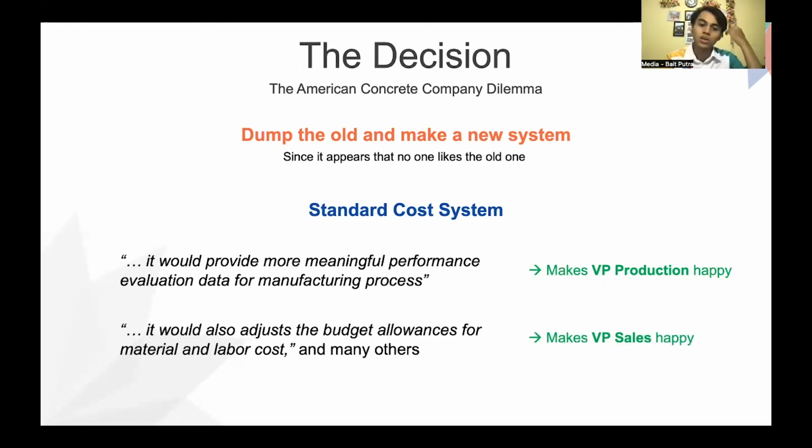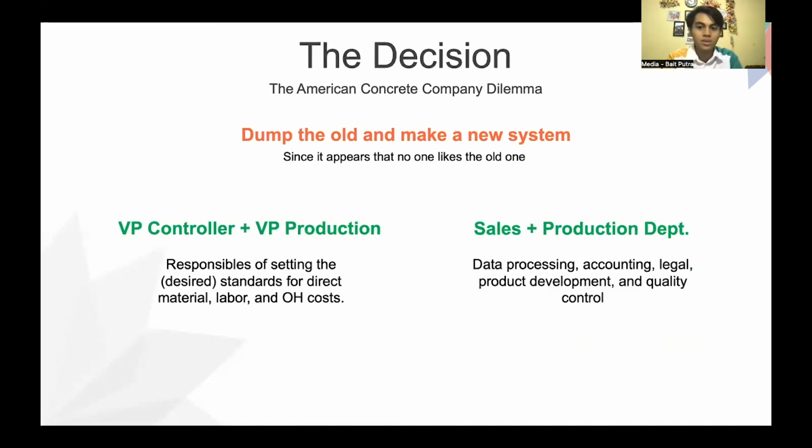And it will also adjust the budget allowances for the material and labor costs, and it will make the VP of sales happy, because the new system will take the budgeting job away from the VP of sales and many others. The standard cost system will make the VP of controllers happy as well. So as you can see, the new system makes the three vice presidents happy. And that is the reason why Iversons came up with the idea of having a standard cost system instead of a complicated one.